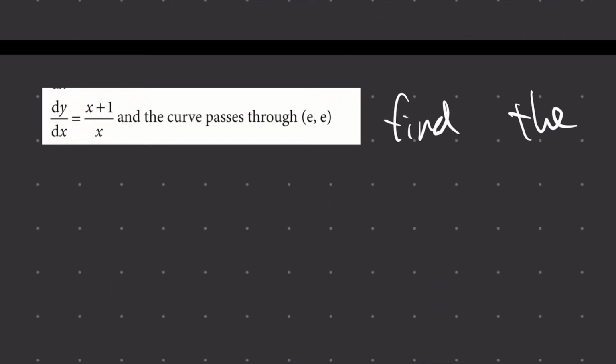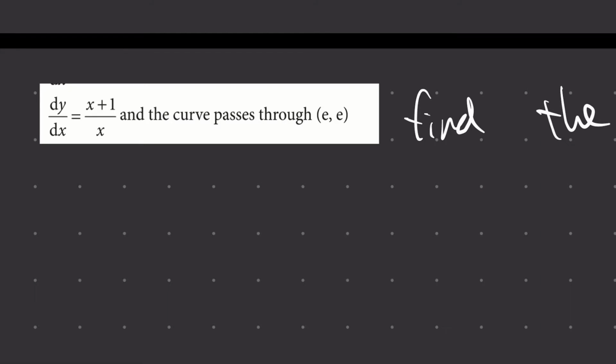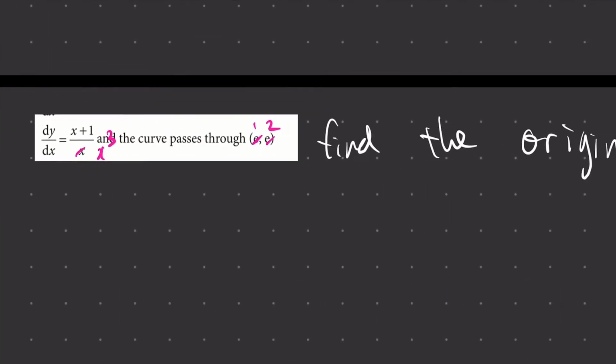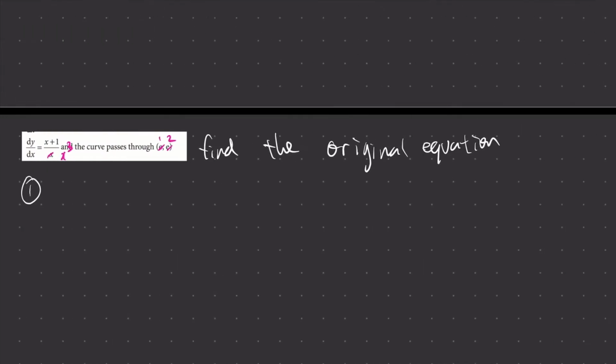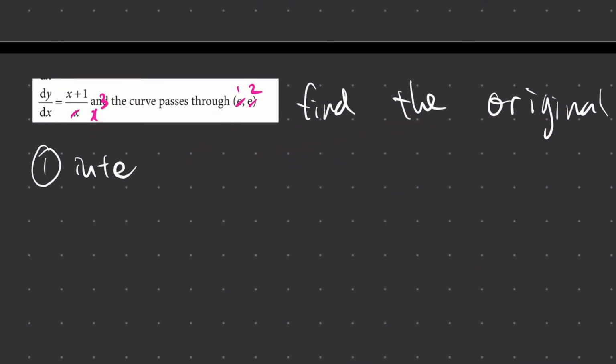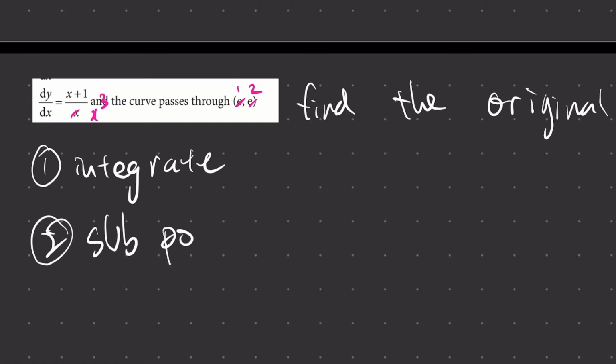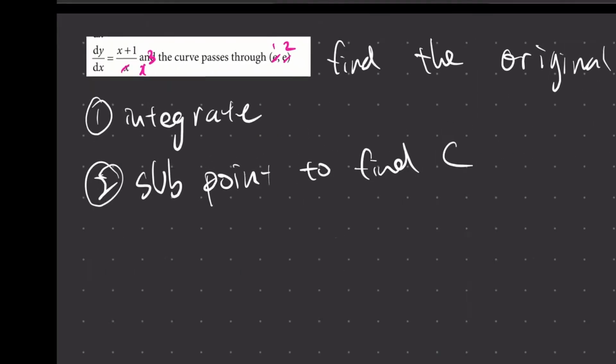All right, on to the next question. Again, you should already know how to do this. Let me first make some changes to this question. I want this to be x cubed, and I want this to be 1 and 2. Pause the video, try to do this by yourself, see if you can do it. Okay, if you can't, here's how to do it. So we know that in order to find the original equation, we have to first integrate, and then sub the point back in to find c, right? You should already have learned this from last video.